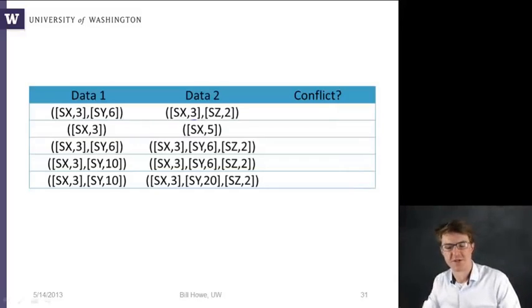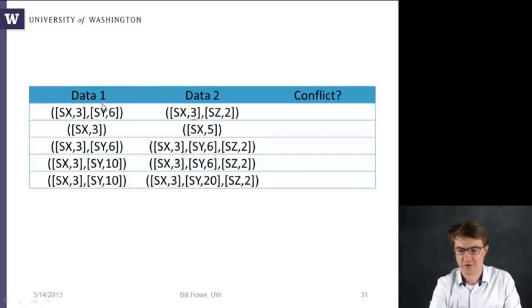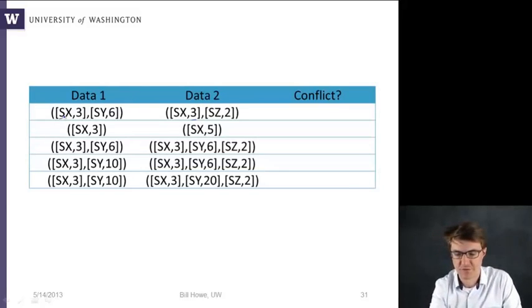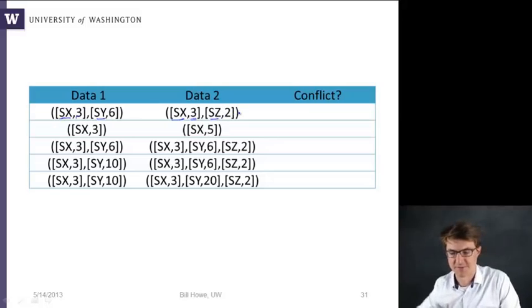Okay, so let's practice with these. Here are two different vector clocks, and you figure out whether they represent a conflict or not. So in this case, we have server SX with a timestamp of 3 on this data item, and server SX with a timestamp of 3, and then each one is a different server with different timestamps. So is there a conflict?